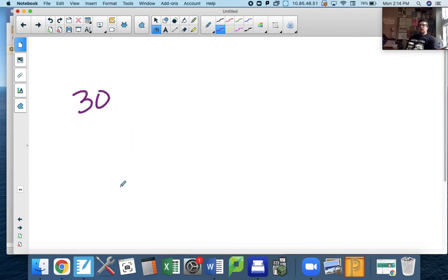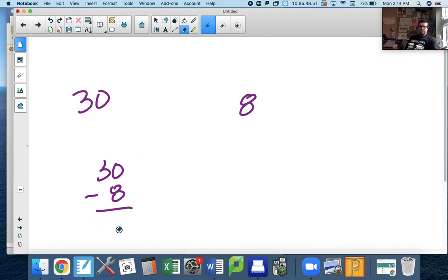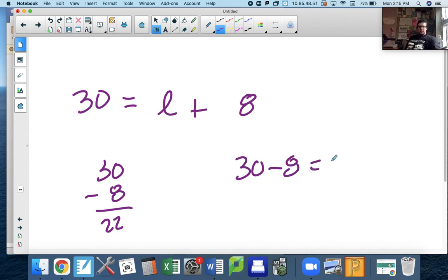If I told you I had 30 bucks, and then later I only had $8 left, you instinctively do the 30 minus 8 to get the 22. If you set up that equation, 30 is equal to L plus 8. 30 minus 8 equals L. The only thing is this 8 is W.